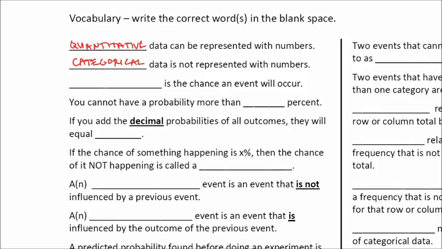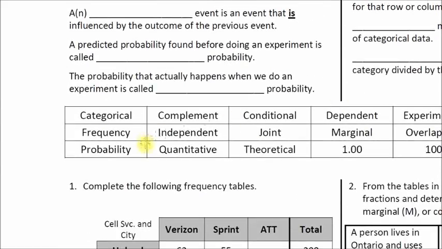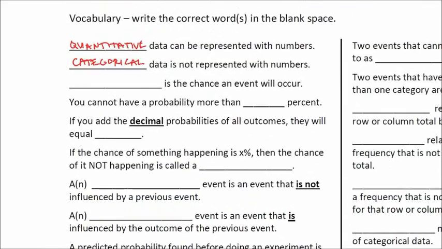And if we take a look at our word bank, we cross those off. Quantitative and categorical. Alright, let's continue. Remember categorical as in types of fruit, colors in a rainbow, different things like that, where you're going to use words to express the data instead of numbers.